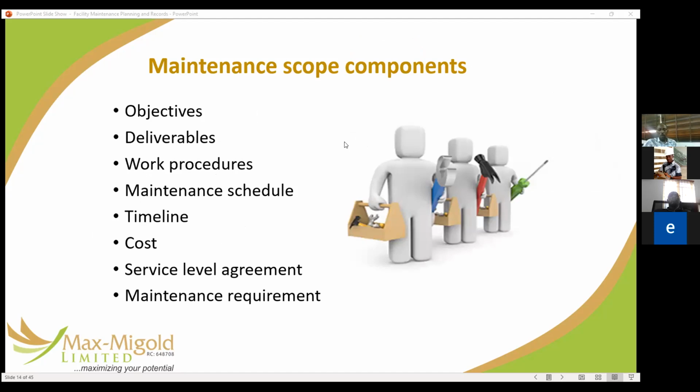Then what are the components of a maintenance scope? One, what is the objective of that scope? What do you want? What are your deliverables? What are your expectations? What is the work procedure? What procedure means is, if I'm working with Julius Berger, my work procedure is different from when I'm working with real estate. My work procedure is different from when I'm working with Cadbury, where they make chocolate and every other thing. So the work procedure differs in line with the type of facility we are actually maintaining.